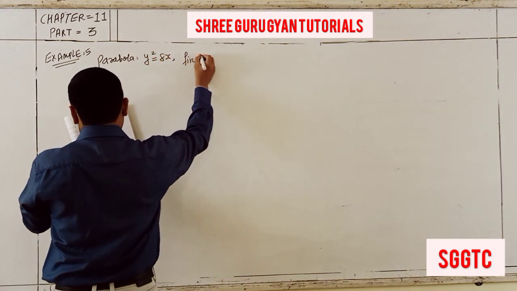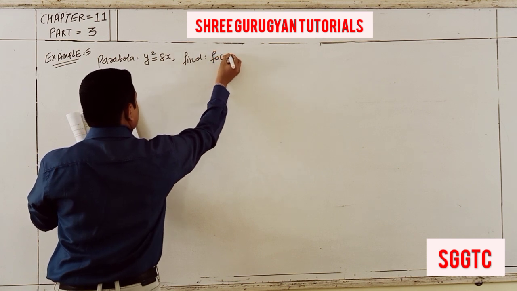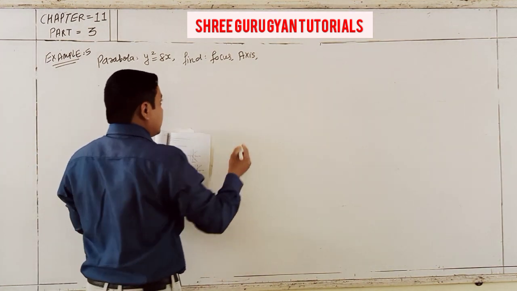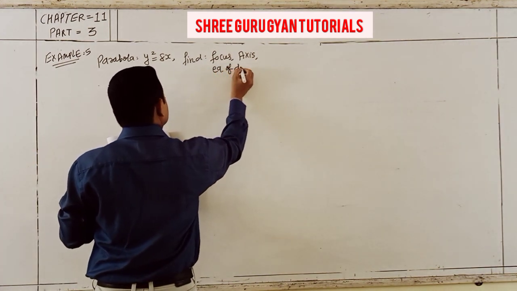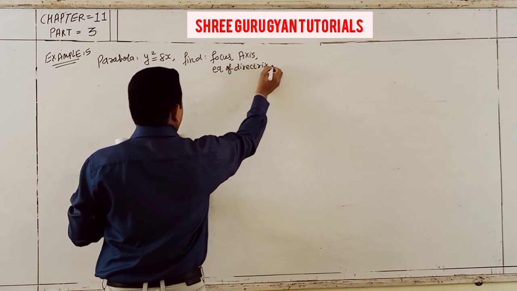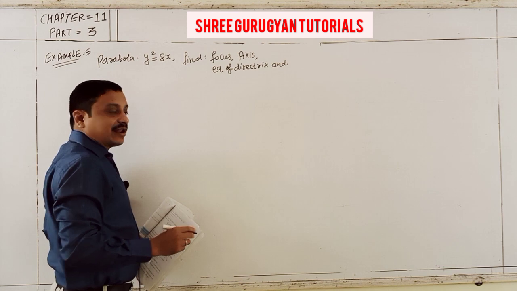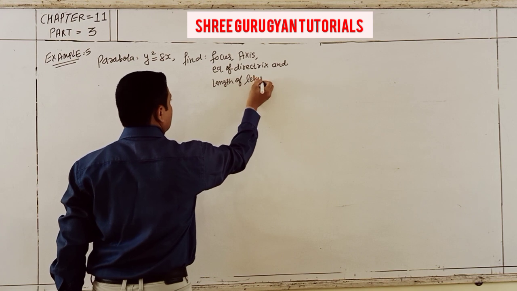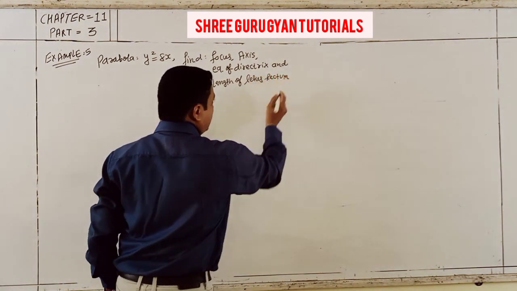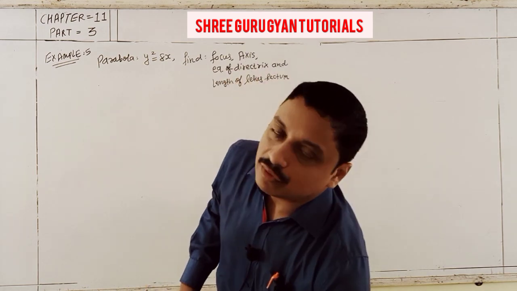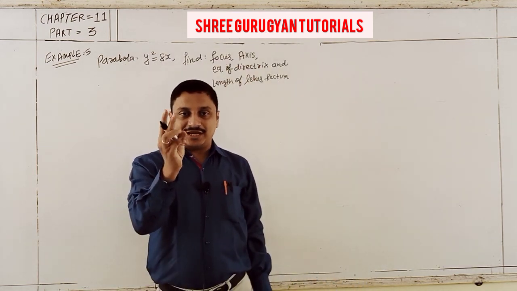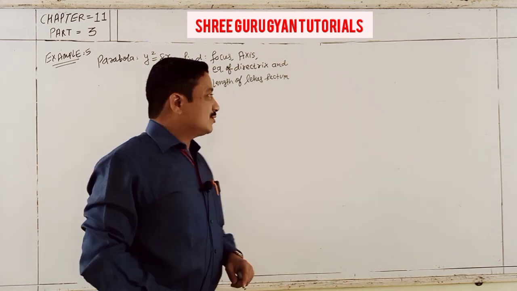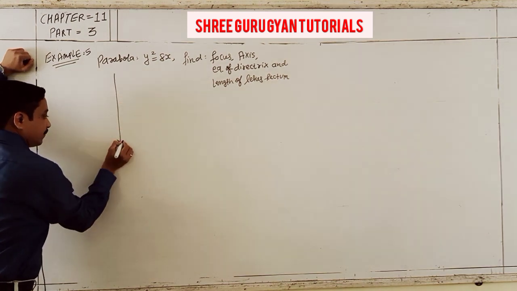Find first of all focus, next axis, meaning main axis, next equation of directrix, and length of latus rectum. Very easy. First of all, you choose for the given question which figure it is, first, second, third or fourth. y square is equal to something positive, it is the first case. So we draw here our drawing.